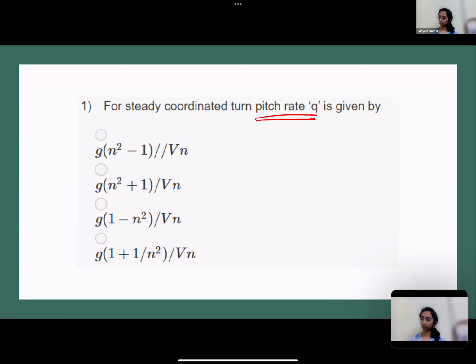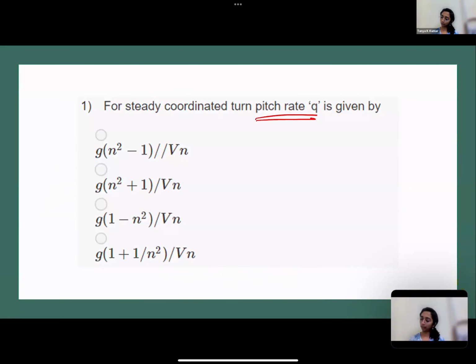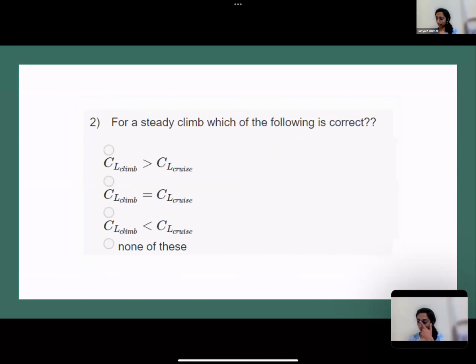Option 1. Okay. So let's just look at the thing. It says G by V (N minus 1 by L). So it is G by V (N minus 1 by N). Now, you simplify this, you get G by V (N square minus 1 by N), which yes, is option number 1. Correct. Okay, let's go to the next question.